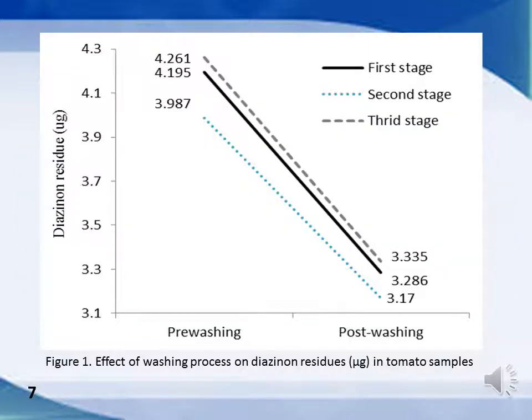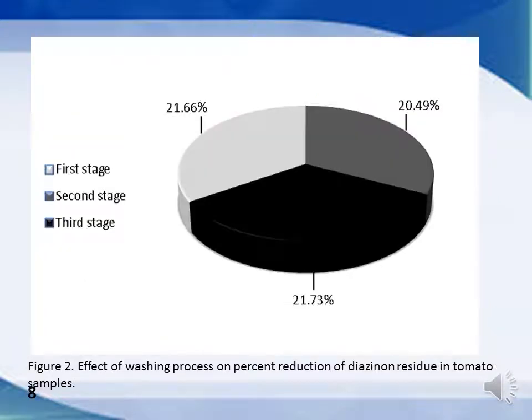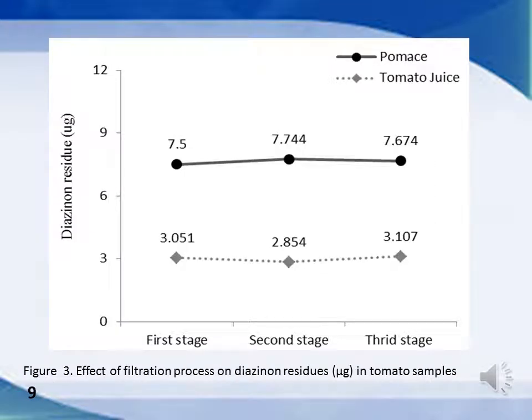This study showed that the washing process had a beneficial effect on reducing diazinon residue on the tomatoes. You can see the effect of the washing process on diazinon residues in all three stages of tomato samples in Figure 1. Figure 2 shows the effect of the washing process on percent reduction of diazinon residue in three stages of tomato samples. The average of these stages showed 21.29% reduction of diazinon residue.